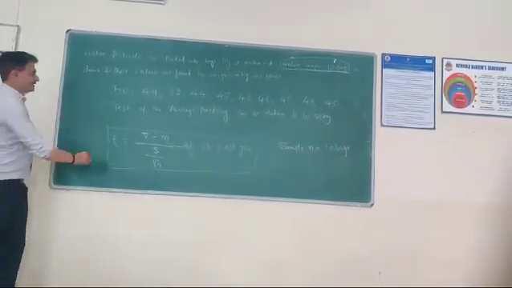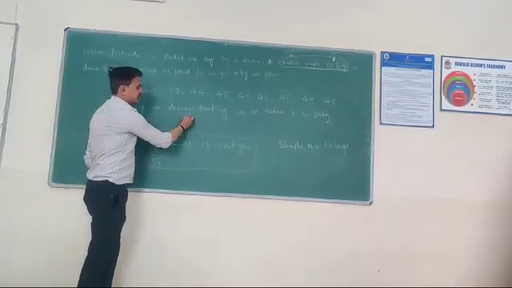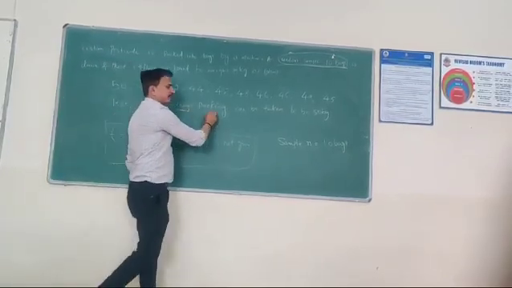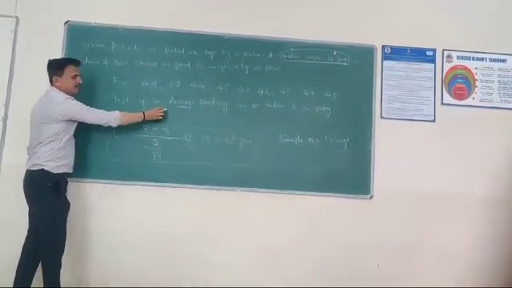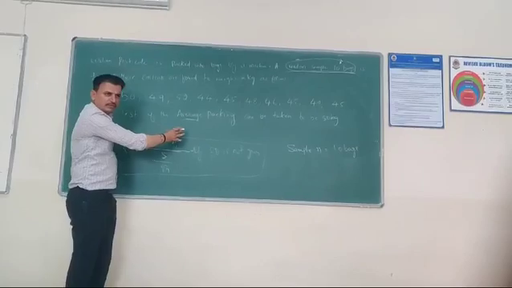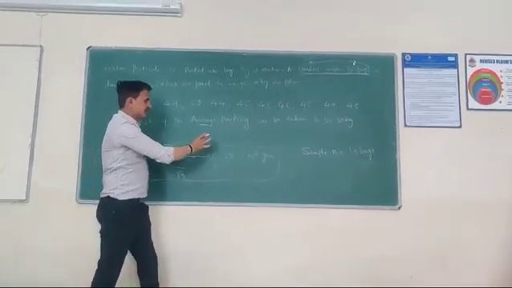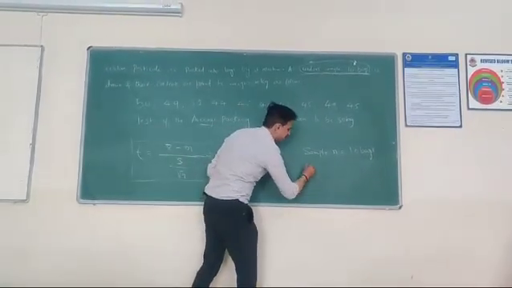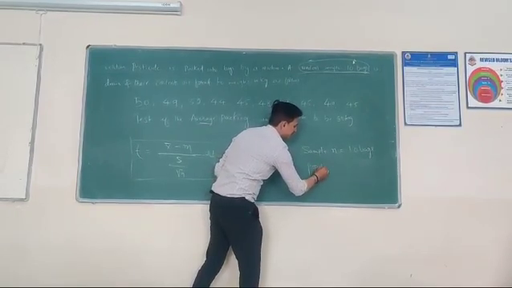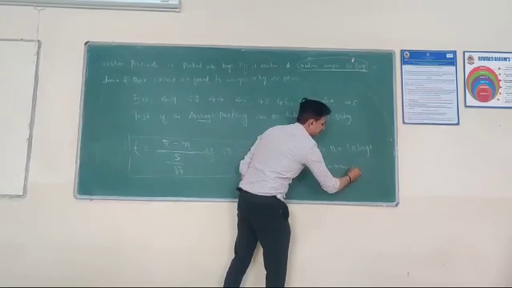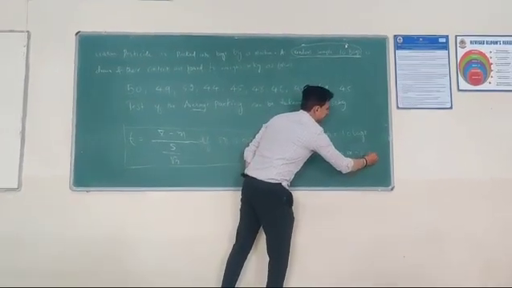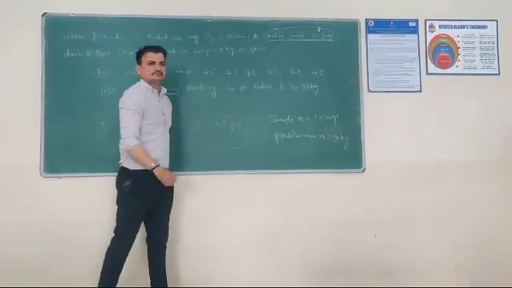Second one is test if the average, that is nothing but mean, packing can be taken to be 50 kg. So there is no sample word here. Whether any sample word is here? No. So if that sample word is not there, then it is population mean. Population mean is indicated as mu. That is nothing but 50 kg.